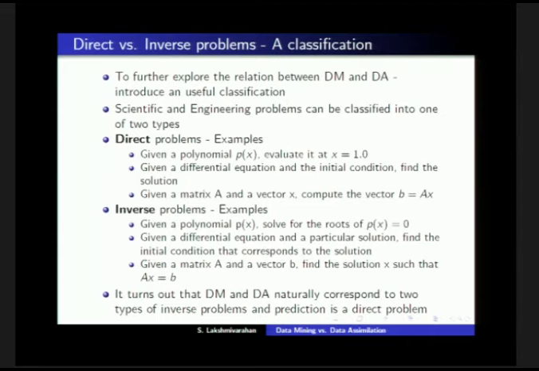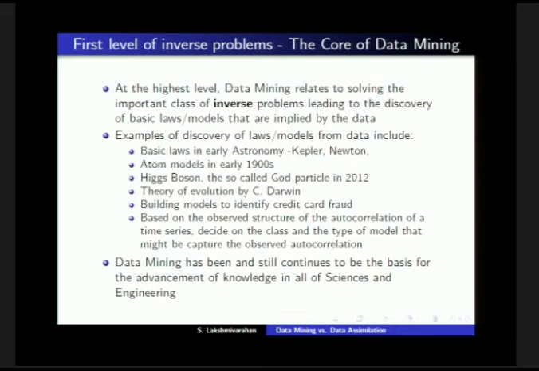Once the model is available, pulling the model forward, that's a direct problem. So at the highest level, data mining relates to solving the important class of inverse problems, leading to the discovery of the basic laws or models implied by the data. Think of Kepler. When you do data mining, you are doing the job of Kepler. When you do estimation, you are doing the job of Gauss. When you do prediction, you are also doing the job of Gauss. You're trying to pull the model forward in time. So discovery of models from data, that's an inverse problem. That's what data mining is all about.